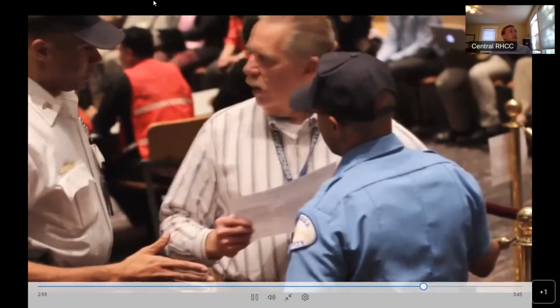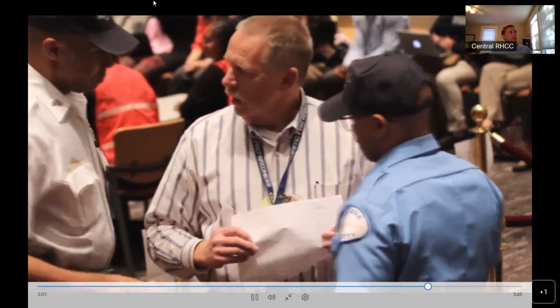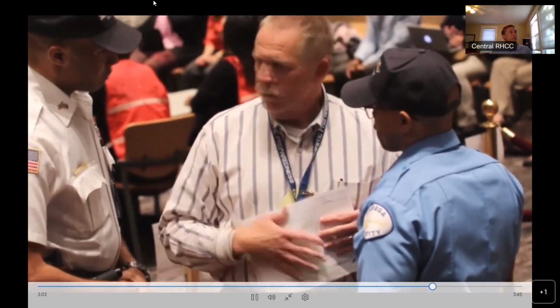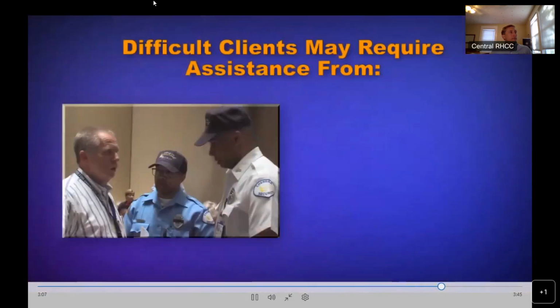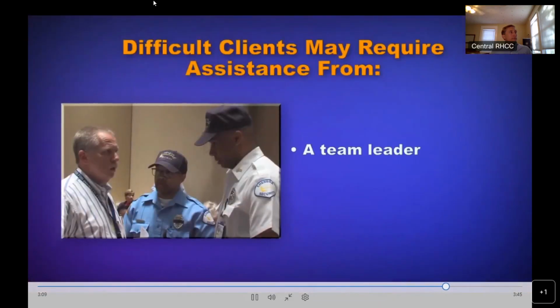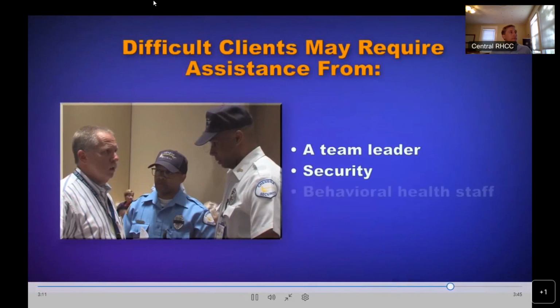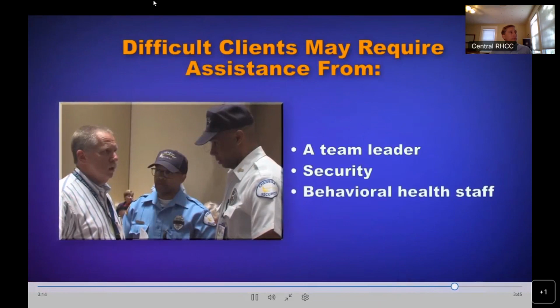It's also important to note that because a public health emergency can be a stressful situation, it's possible you might encounter difficult clients entering the pod. Should you encounter a difficult client, remain calm and alert a team leader, security, or behavioral health staff member to help you manage the situation.